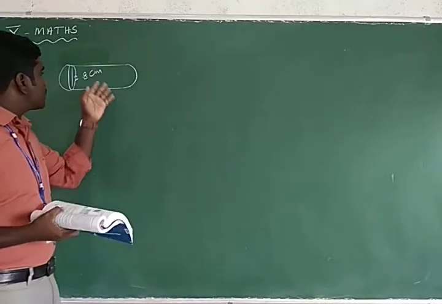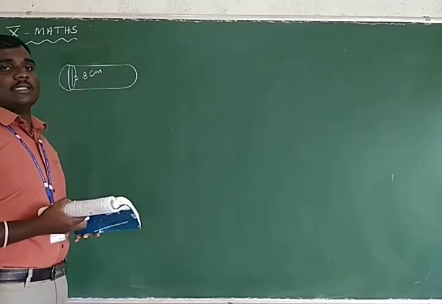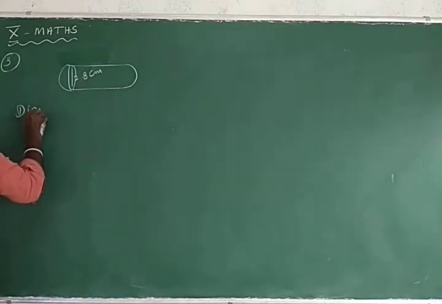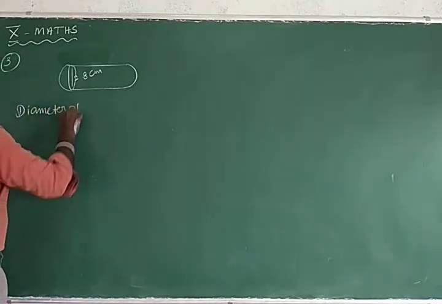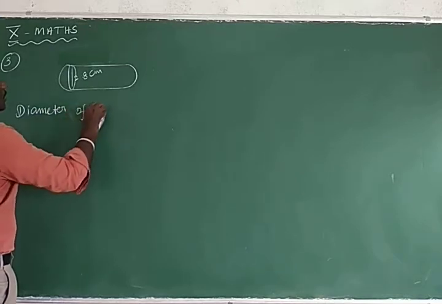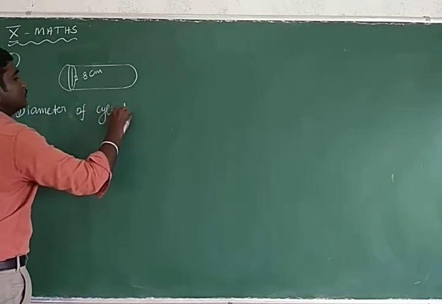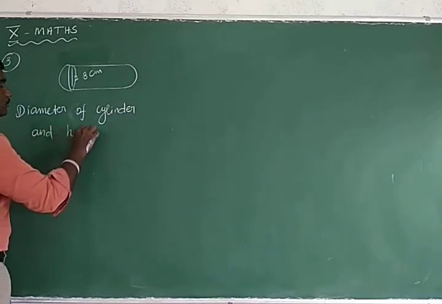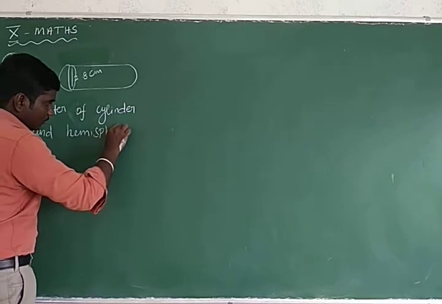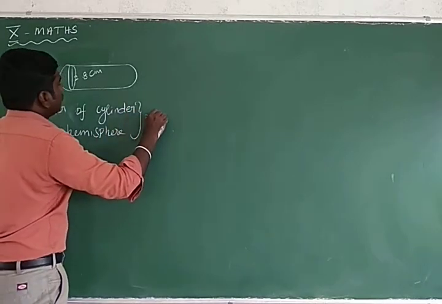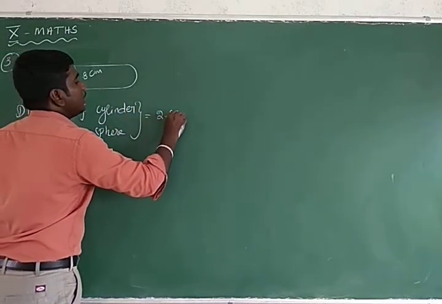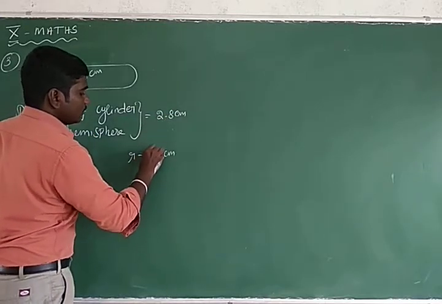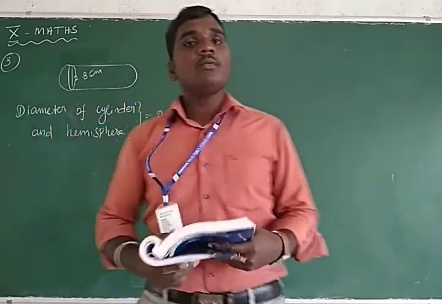The diameter is common to both the cylinder as well as the hemisphere. So the diameter of the cylinder and hemisphere is equal to 2.8 centimeter. So the radius is equal to 1.4 centimeter.